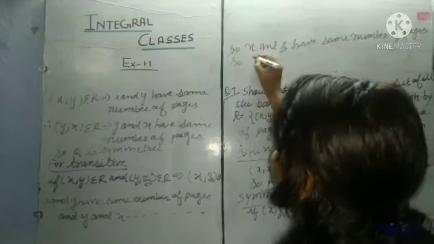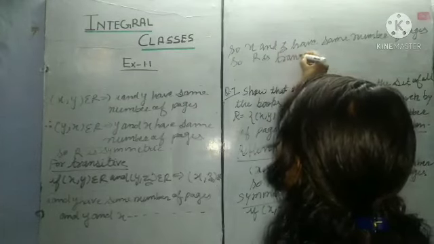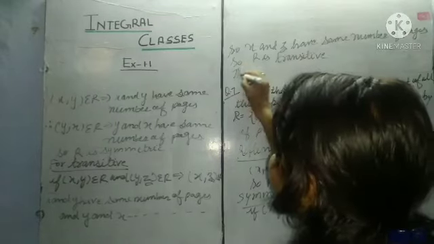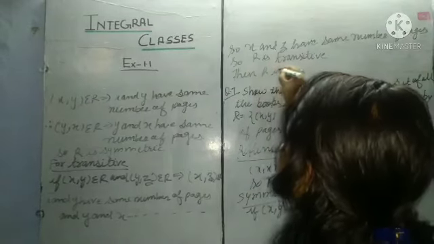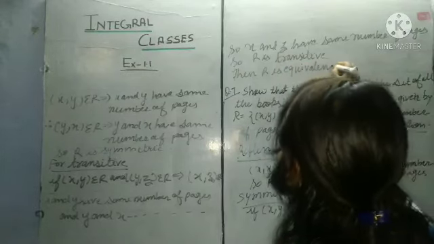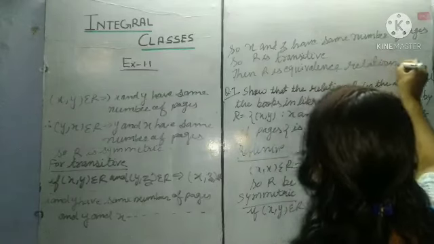So R is reflexive, symmetric and transitive, then R is an equivalence relation. Thank you.